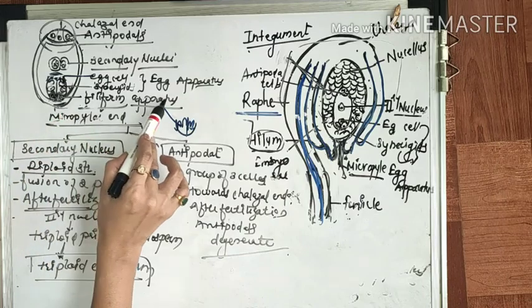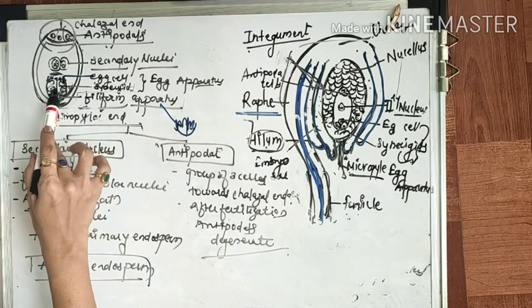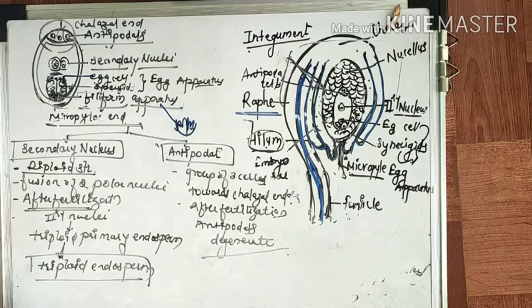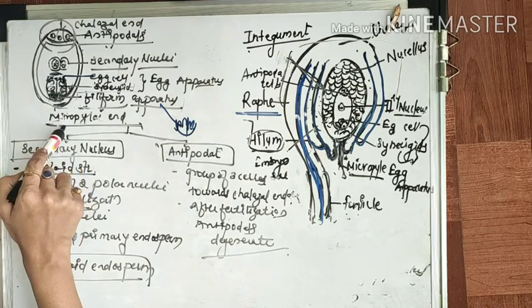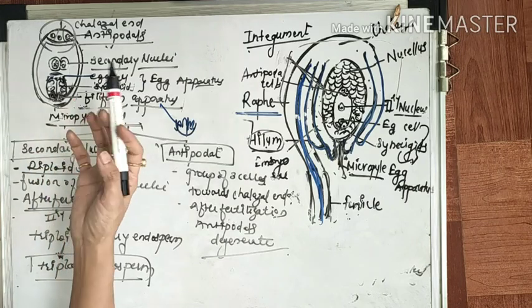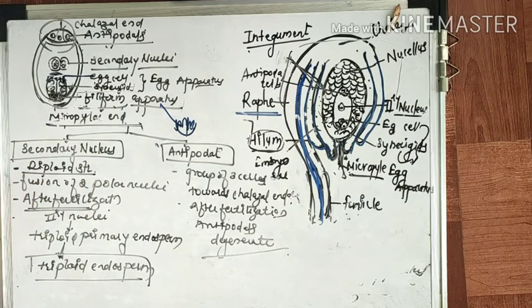What do you mean by filiform apparatus? It is nothing but the extensive wall invaginations in the synergids at the micropylar end, called the filiform apparatus, and it plays an important role in attracting the pollen tube towards the egg apparatus. Understood?